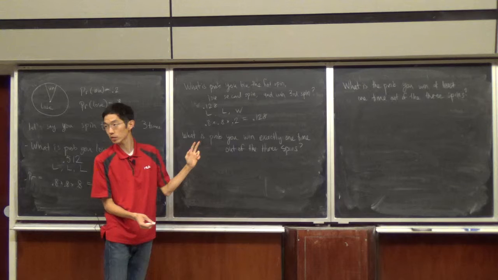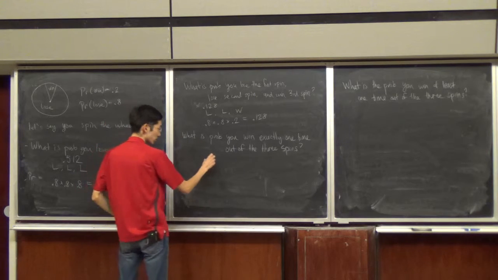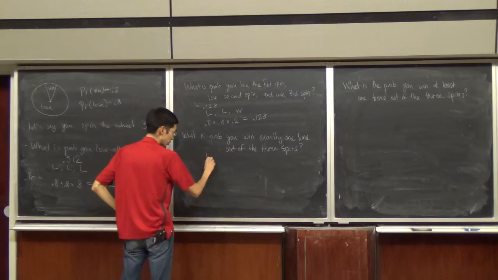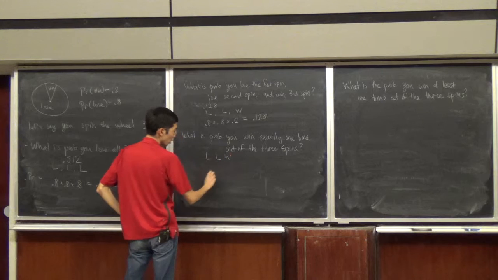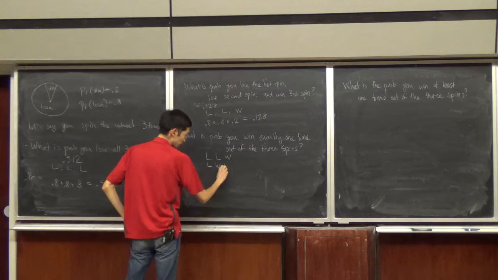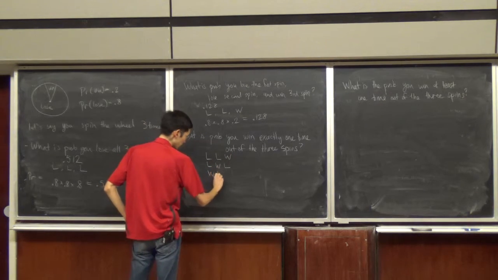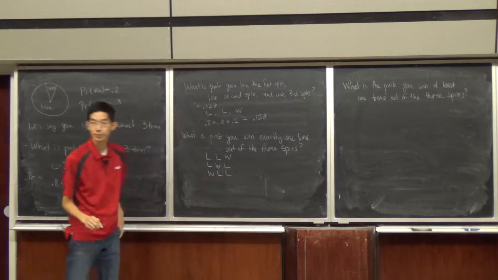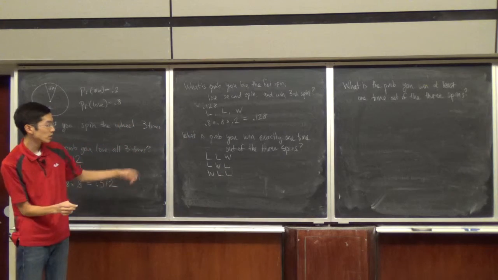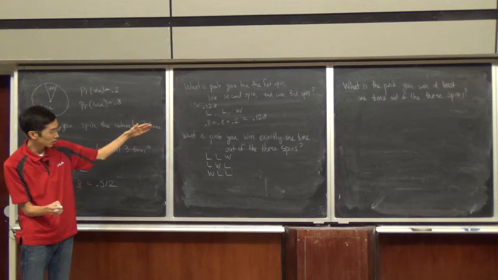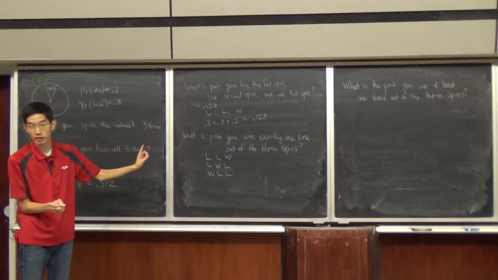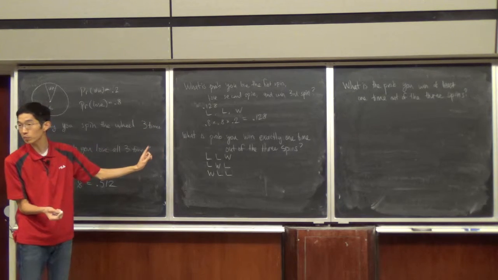Does that make sense? So this can happen in 3 ways. You can go lose, lose, win. Or you can go lose, win, lose. Or you can win, lose, lose. Is that okay? So these are the only ways you would win exactly once out of the 3 spins.